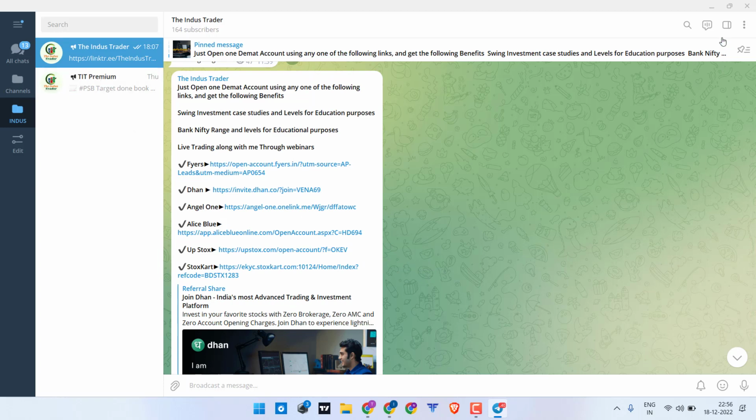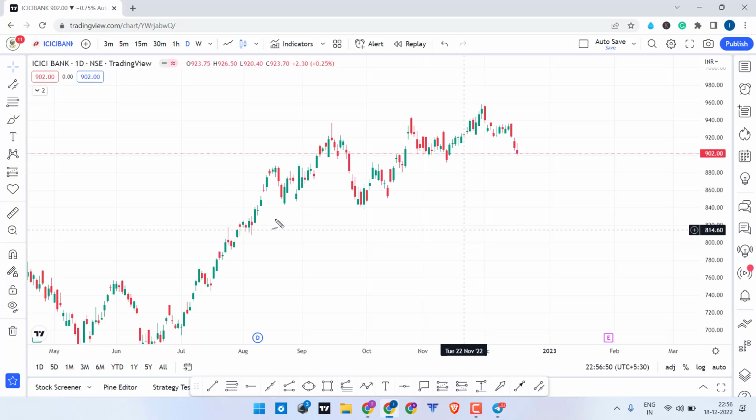So now, before starting the top-down approach, let us see some analysis. Like if you observe this particular ICICI Bank, and I have made a video on trend, and if you have not yet watched, I highly recommend you to watch that. And if you see, this particular stock is in an uptrend, right? This is in the uptrend.